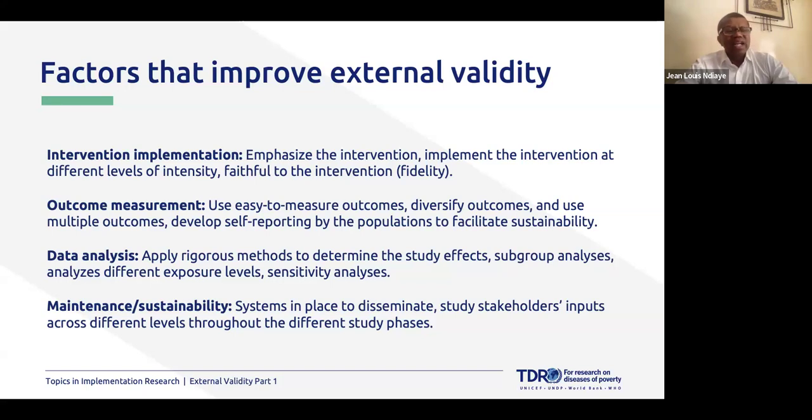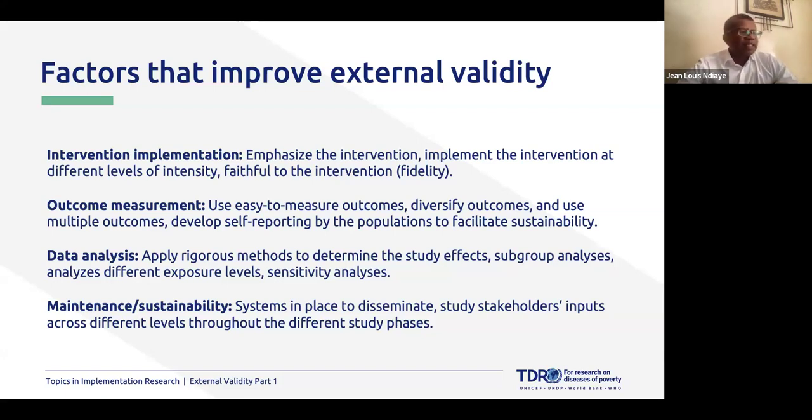But also how you analyze your data, meaning applying rigorous methods to determine the study effect, using subgroup analysis, as I said earlier, but also better analyzing the different exposure levels, and also using sensitivity analysis, which is another factor that could improve your external validity.